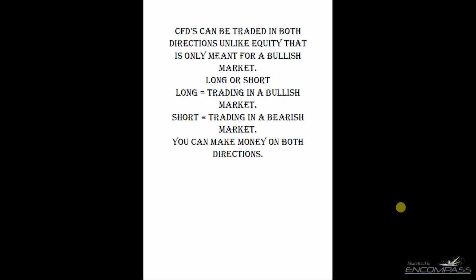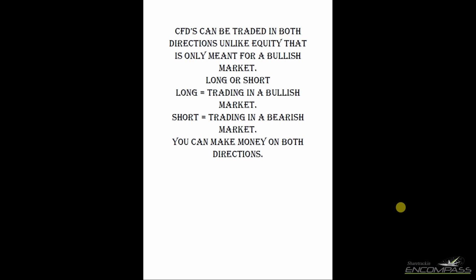Then CFDs can also be traded in both directions. So this is another major difference between equity trading and CFD trading. Obviously, if you were to buy a share, the only way for that share to make you money would be if the value of what you bought went up. But for CFDs, it's just purely about the difference in exposure. You can actually trade in one of two directions, either long or short.